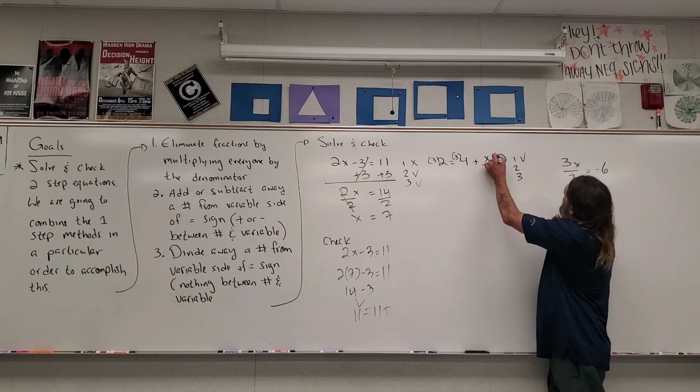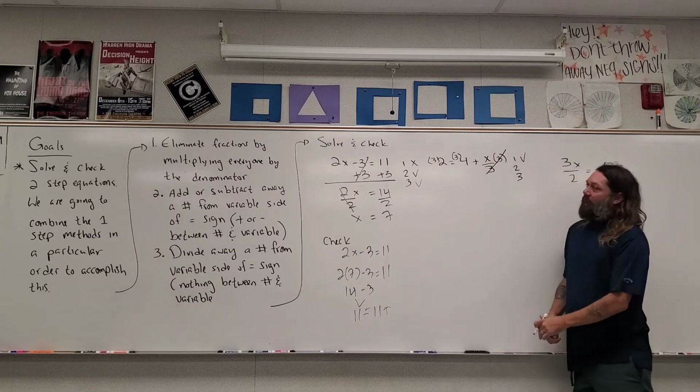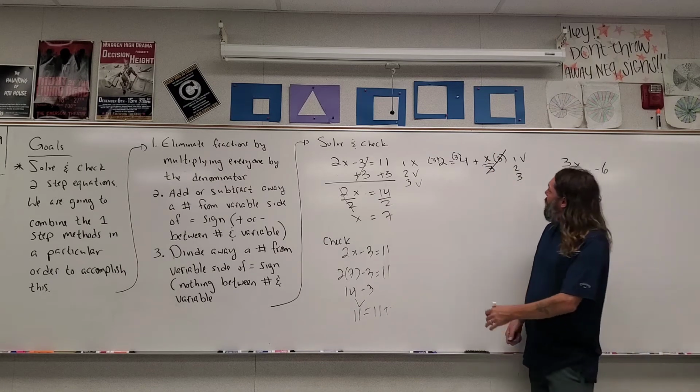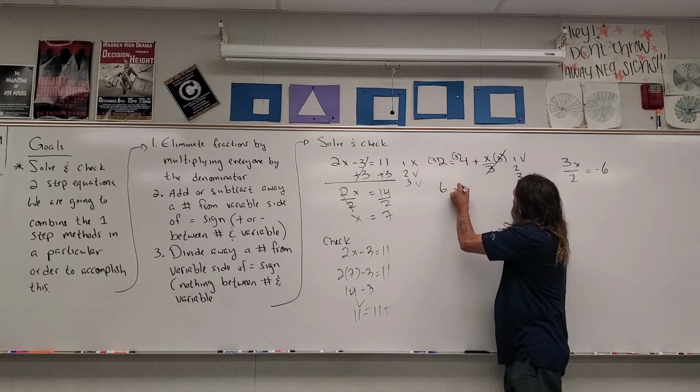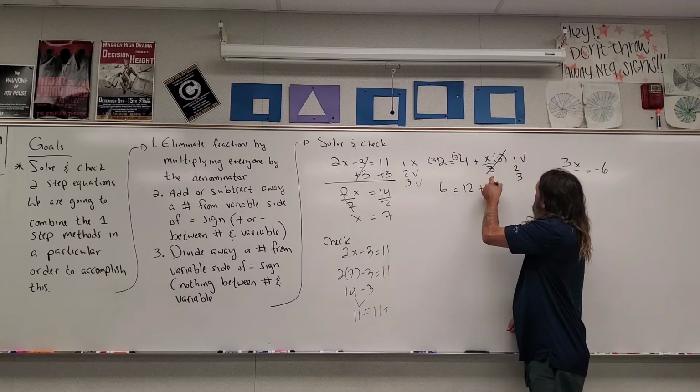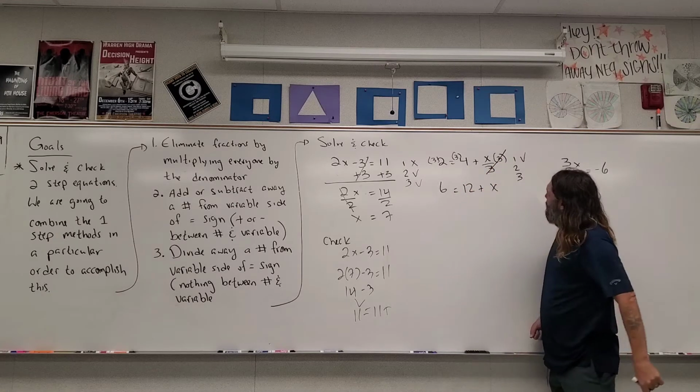That's what this first step allows me to do right here. I eliminated the fraction. So now we're going to have 6, because it's 3 2's, is equal to 12 plus, now my 3's canceled and I'm just left with an x.